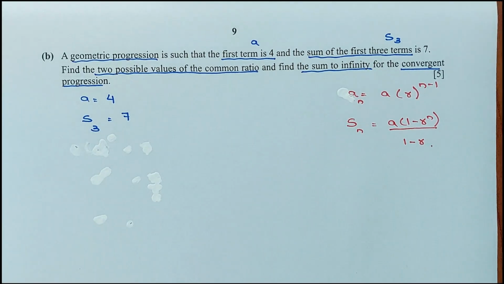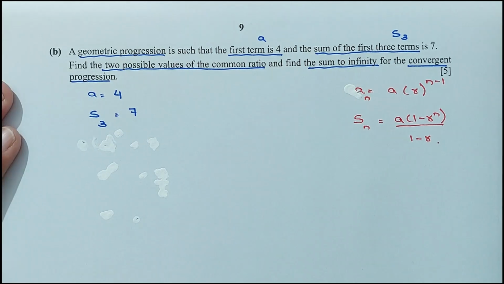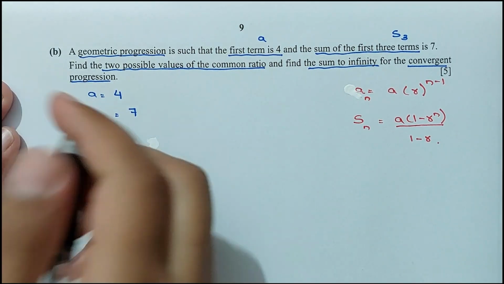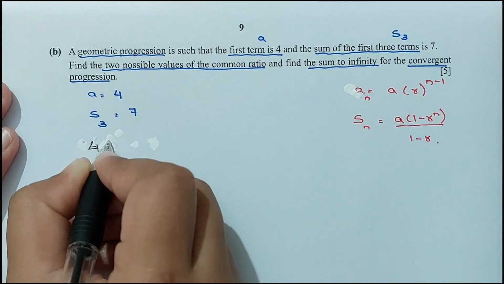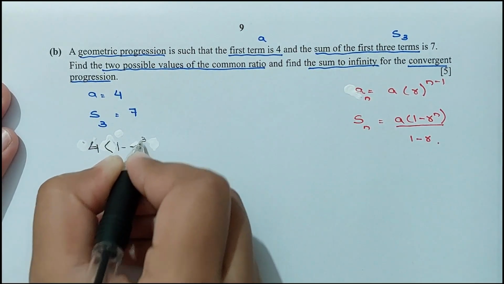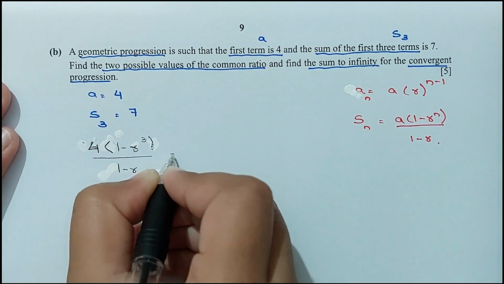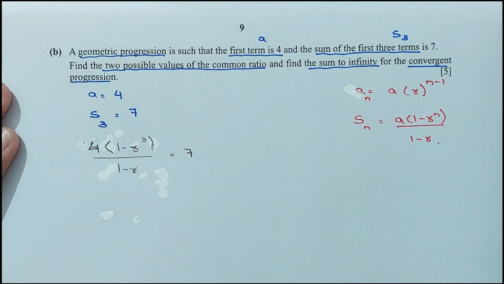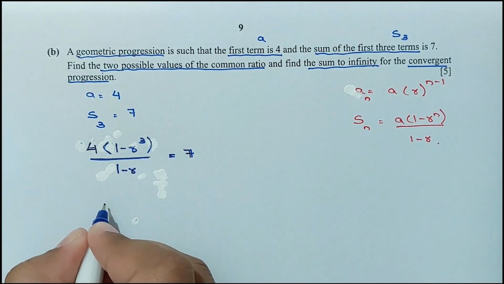This is the sum of the geometric progression. So we have been given the first term and the sum of the first three terms. Let me open S3. So S3 is a, which is 4, into 1 minus r, which we don't know, to the power of 3, over 1 minus r, and that equals 7. From here the only unknown is r, so let me solve for r.